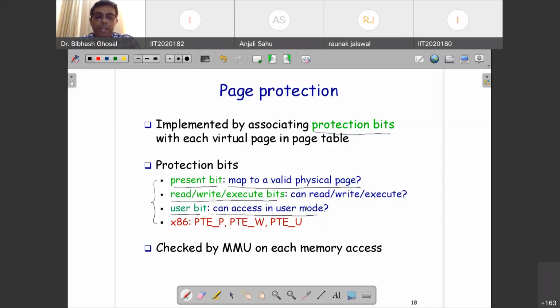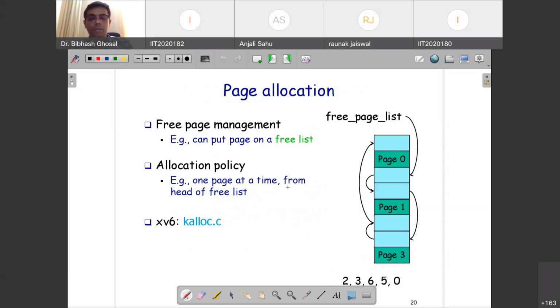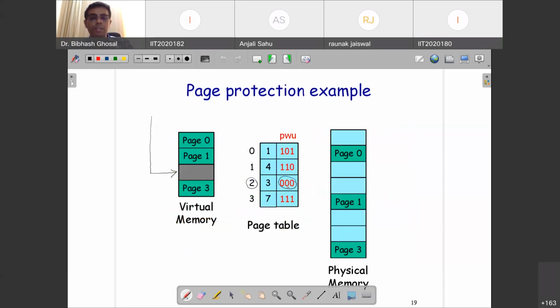Say, for example, I've written it here as 000. What does it mean? It means that this is not a valid page, and there is no meaning of the read access or the user bit, because this bit itself will tell that it is an invalid page. So no need to go further. Obviously, if it is an invalid page, page number 2 doesn't have any page corresponding to it in the physical memory, as you see here. So it's the additional information.